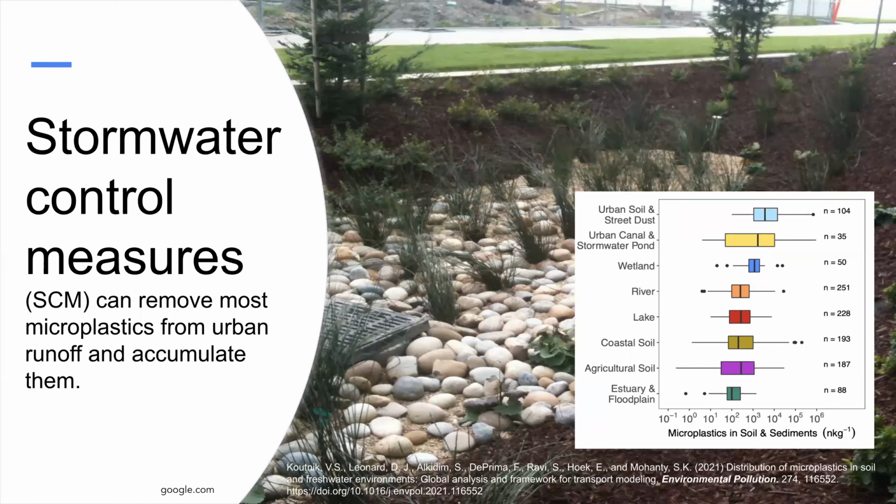It turns out the stormwater treatment systems, or stormwater control measures, are designed to remove pollutants like plastics. So it's not surprising that when we did the analysis in this graph that you see on the right side, if you take soil samples in urban areas or any urban stormwater treatment systems, they have the highest concentration of plastics, much more than any other locations, any other sediments and soils. So it means that these systems are really doing a good job of removing plastics.